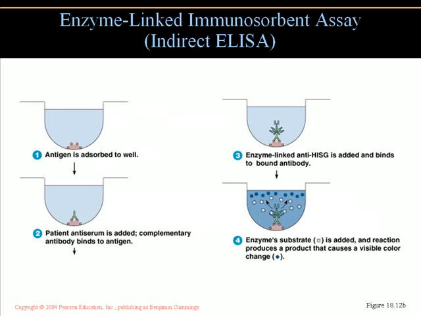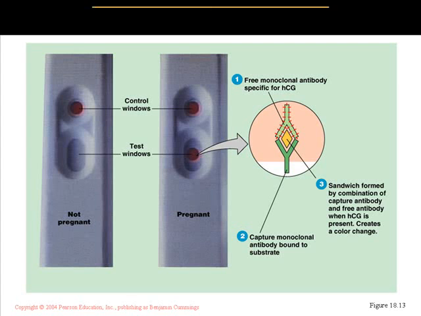This is the indirect ELISA. We see antigens are adsorbed to the well. Patient antiserum is added, and the complementary antibody binds to the antigen. The enzyme-linked antibody is added and binds to the bound antibody. Enzyme substrate is then added and the reaction produces a product that causes a visible color change.